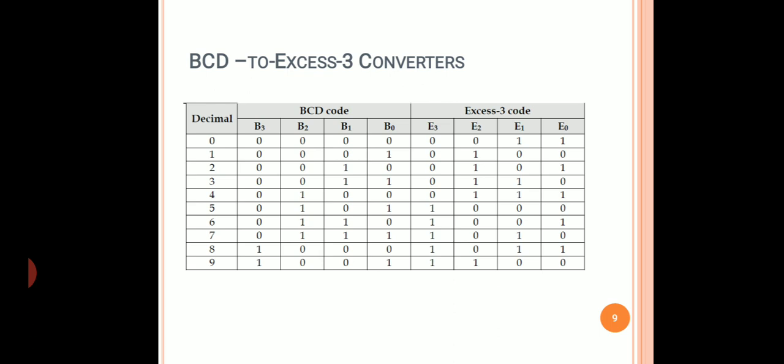So inputs B3 to B0 will be the BCD representation from 0 to 9, and the XS3 equivalent of 0 is 0 plus 3, that is 3, 0, 0, 1, 1, shown in the output first row. The XS3 equivalent of 1 is 1 plus 3, that is 4, which is equal to 0, 1, 0, 0. And this is how, if you observe carefully in the output columns, the minimum XS3 number is 3 and the maximum is 12.